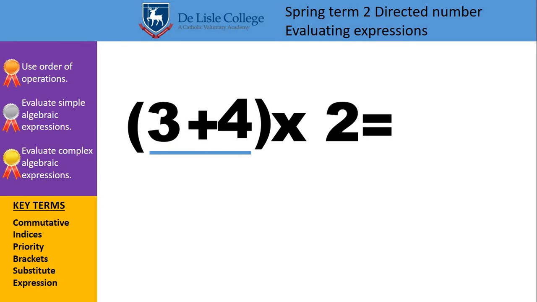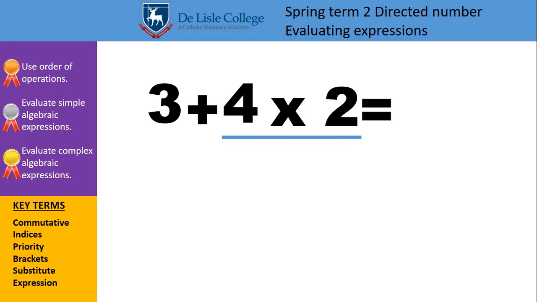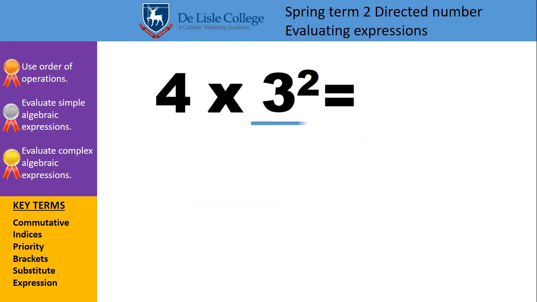So on this one, we've got the brackets as 3 plus 4, so brackets, B, first bit of BIDMAS, that's what we're going to do first. 3 plus 4 is 7, then we're going to multiply by 2, and we will get to 14. Next up, 3 plus 4 times 2, we're going to do multiplication first. 4 times 2 is 8, add the 3, and we'll get to 11.